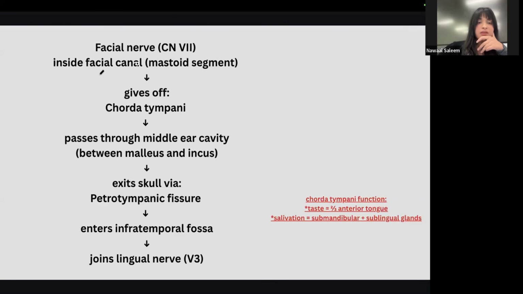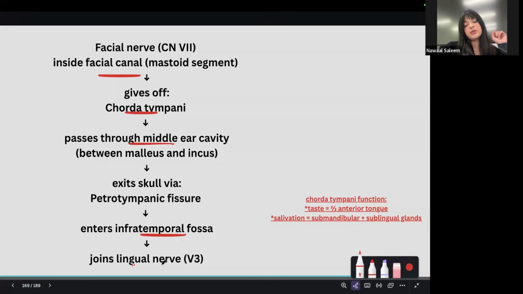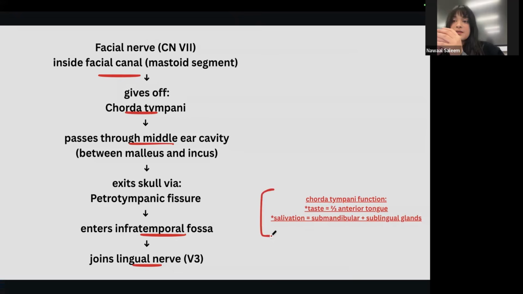Okay, so the facial nerve inside the facial canal, which is in the mastoid segment, is going to give off the chorda tympani. Okay, it's going to pass through the middle ear cavity between the malleus and the incus. It's going to exit the skull via the petrotympanic fissure. It's going to enter the infratemporal fossa, join the lingual nerve, and go to the tongue. So the chorda tympani has two functions that you need to know: taste, the anterior two-thirds of the tongue, and salivation, so the submandibular and sublingual glands.